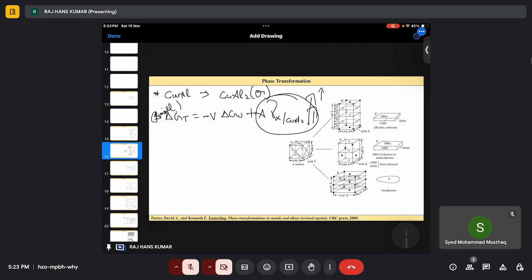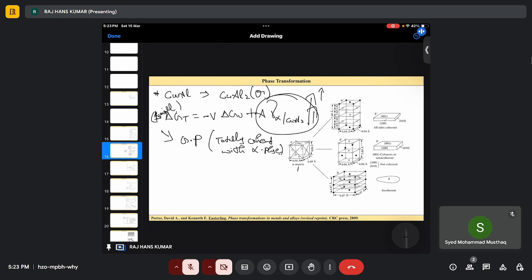Now, how do systems like this tackle this type of problem? What they do is they first form a different phase, which is the GP zones, or Guinier-Preston zones. Now, what do they mean? The GP zones are a type of phase that is totally coherent with the surfaces. It is totally coherent with the alpha phase.